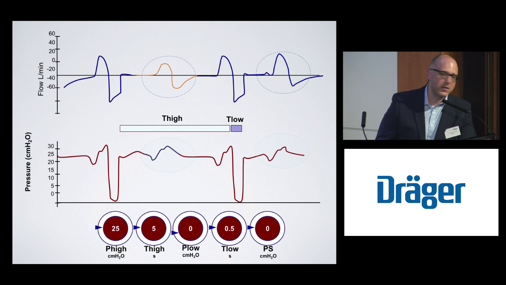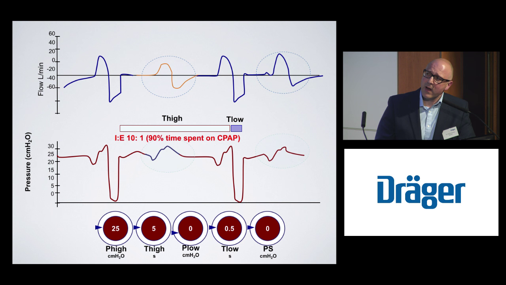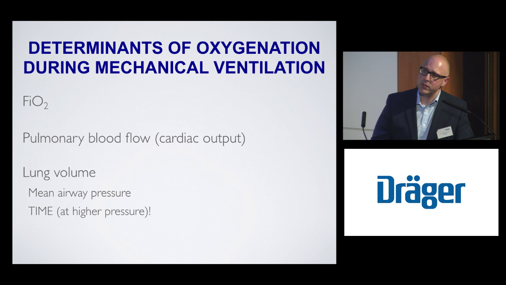And this is what you will see on a ventilator. You will have some settings like P high, a time at high pressure, a pressure low, and a time at low pressure. And some ventilators, not all of them, will give you the opportunity to add pressure support, but we don't. And we'll go through it step by step. This is to give you an overview. And roughly, there is an idea of the proportion of time spent at T high versus the time spent at T low. So we know the determinants of oxygenation, I'm not going to go through them, but there are lots of things that we know already.